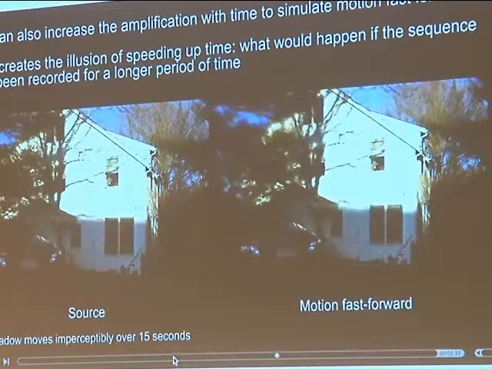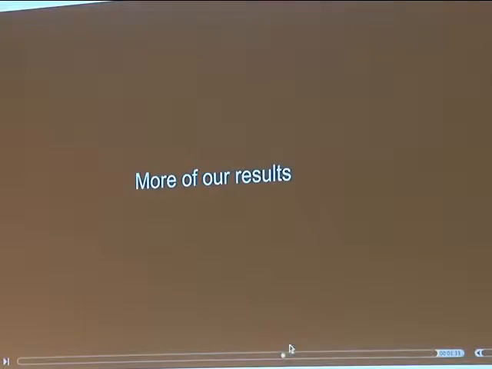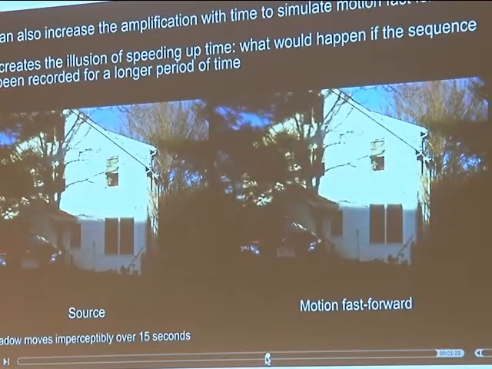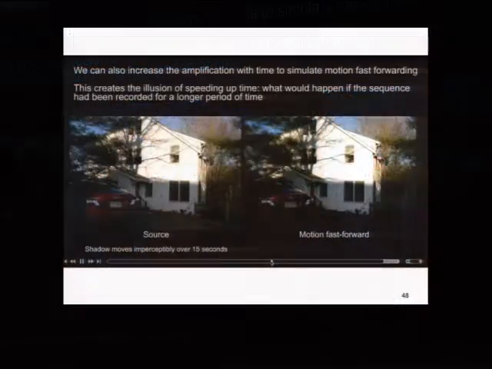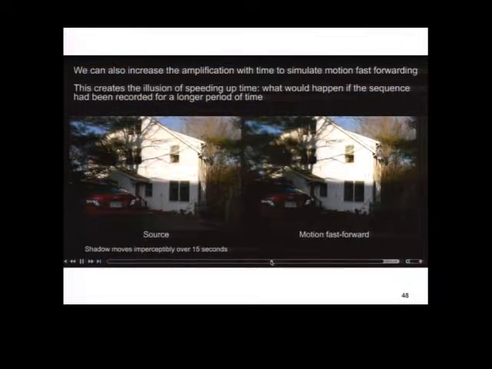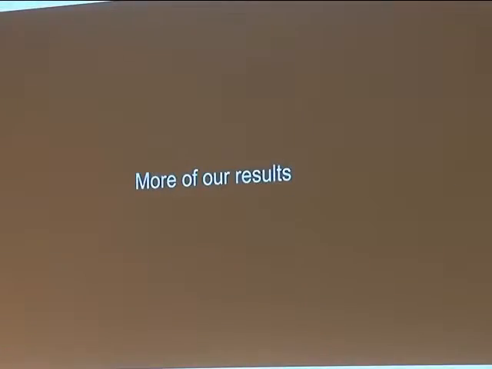There on the right, you see the motion fast forward. Let me show it one more time. There you can see this. So that's exaggerating this 15 seconds worth of the Earth's motion causing the shadows to move.